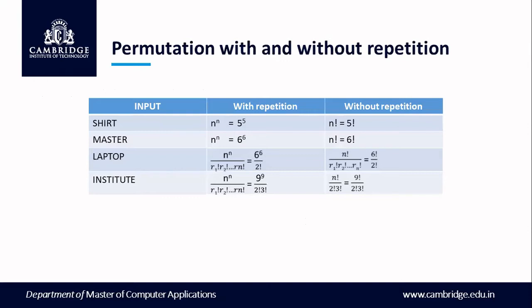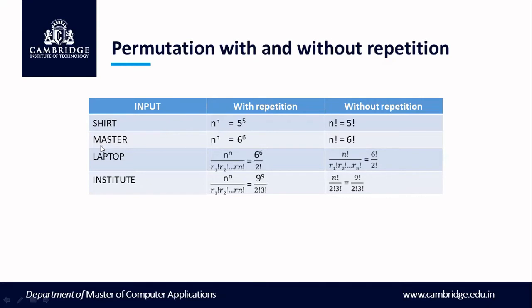A small example to explain with repetition and without repetition in a consolidated form. Let's take the input shirt, S-H-I-R-T, no repetitions, and the total number of letters is 5. So without repetition we know the formula is n factorial, that is 5 factorial. But with repetition there are 5 possibilities for the first alphabet to select, 5 possibilities for the second alphabet to select, and 5 possibilities for the third, fourth and fifth. Therefore, in general, it is n power n, that is 5 power 5.